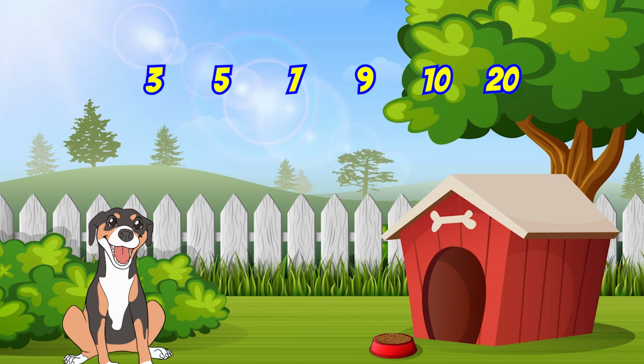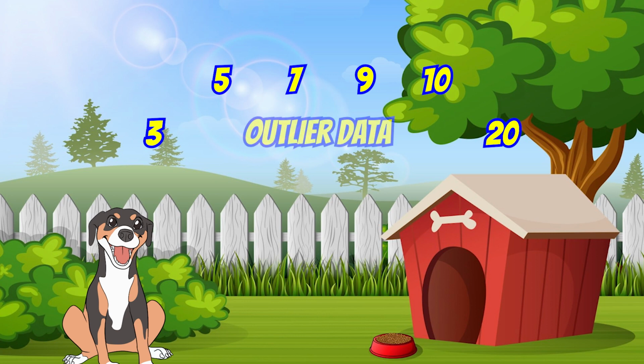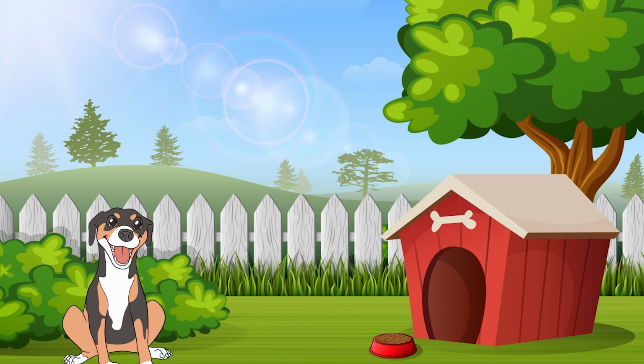For example, let's go back to our shoe sizes. Do you notice something about the 20 and the 3? All of the other data points are hovering around 8 or 9, our median and our mean. However, the 3 and the 20 are far away from the rest of the other numbers. Because they are so far away from the other numbers, we consider them outlier data. Now back to our original example.